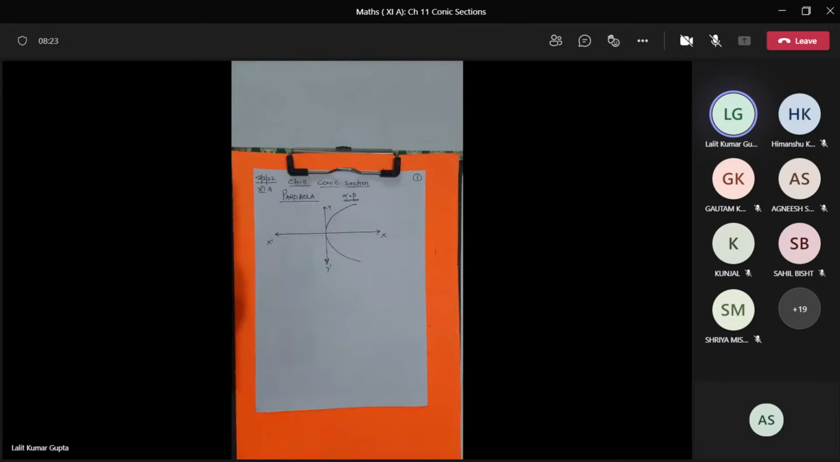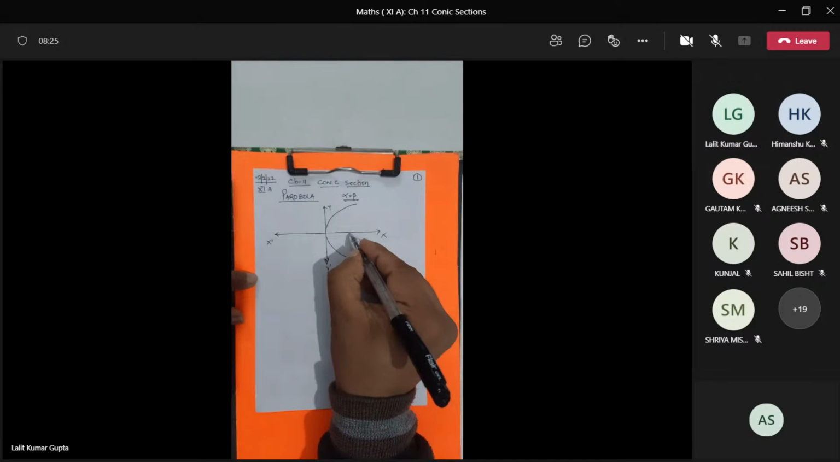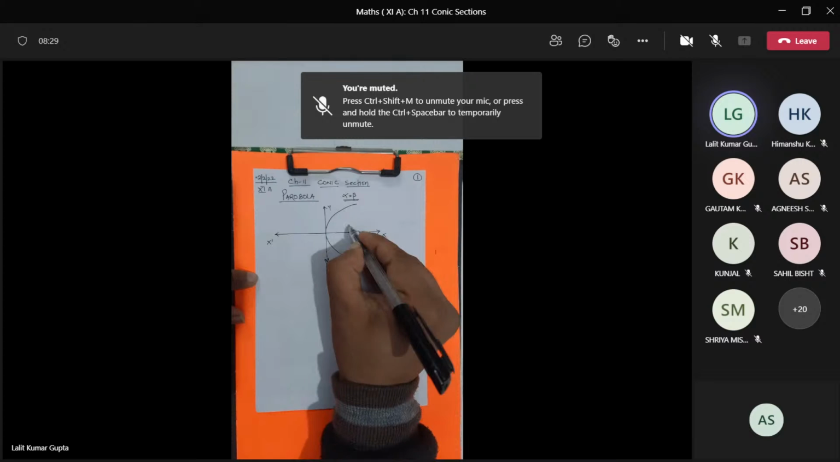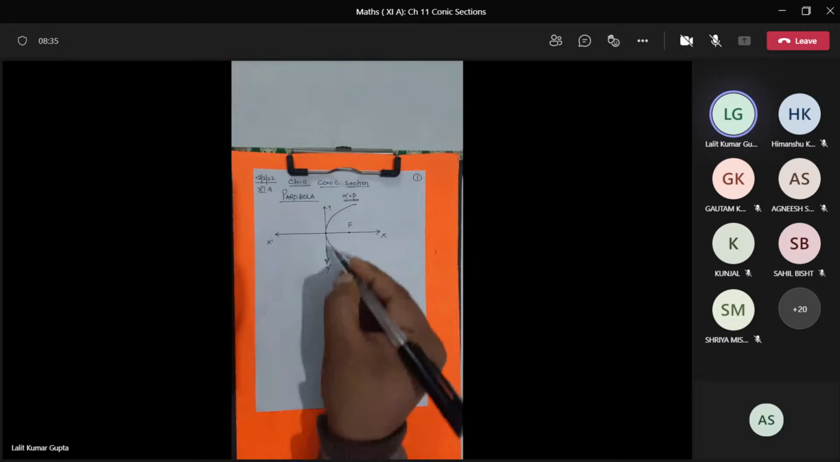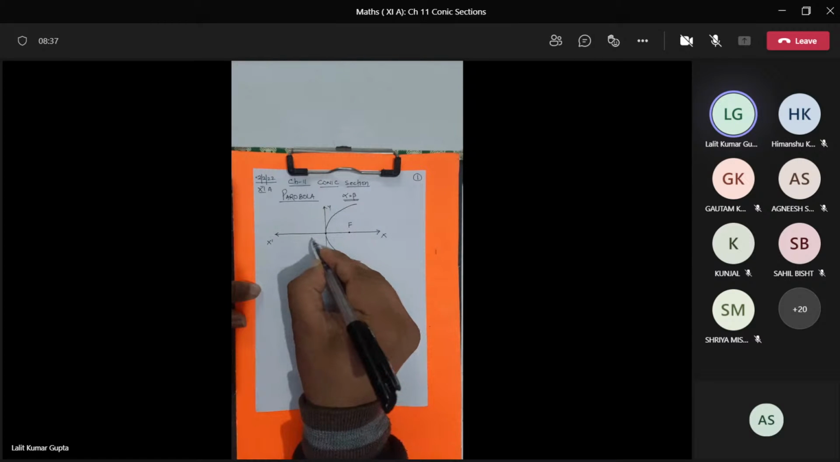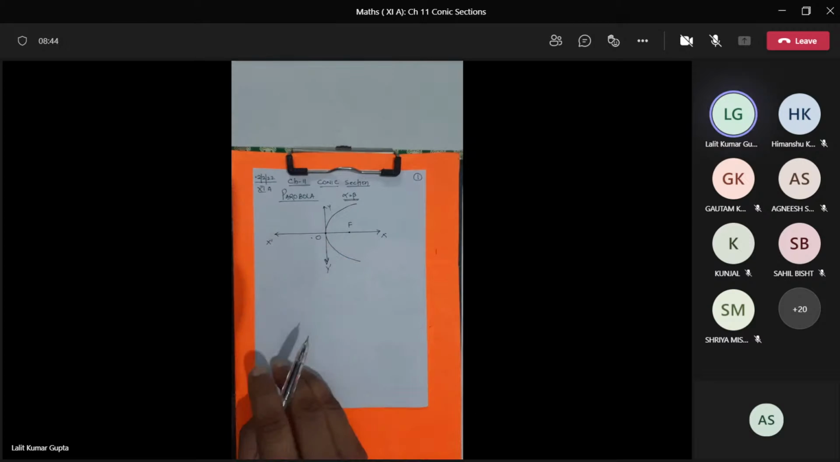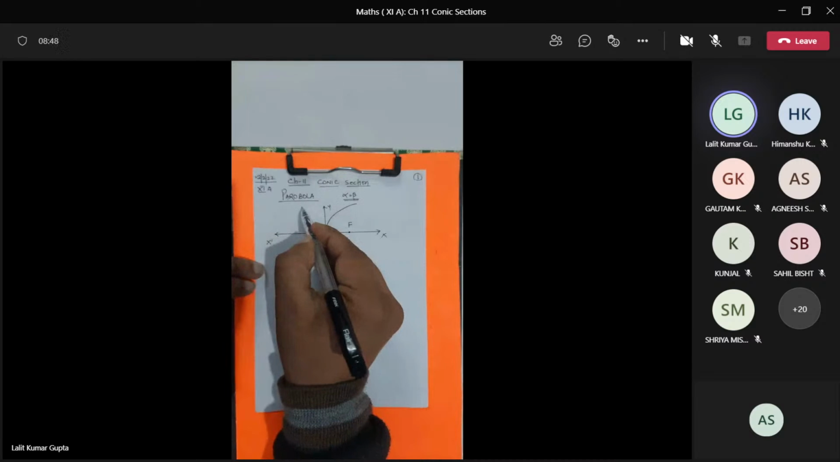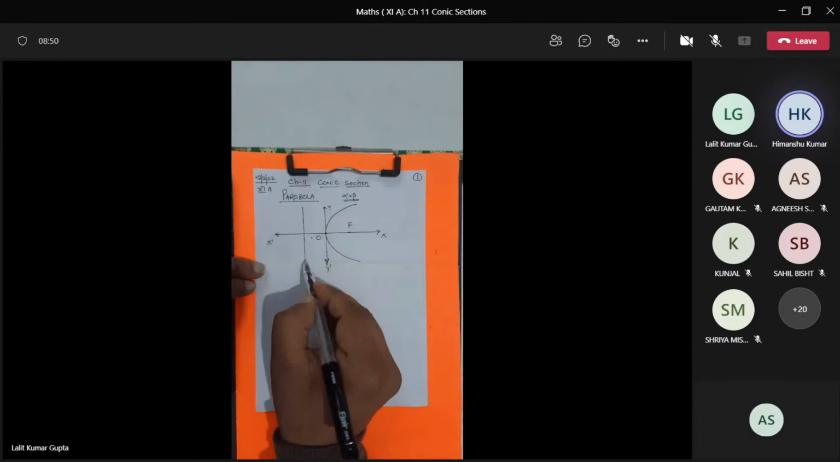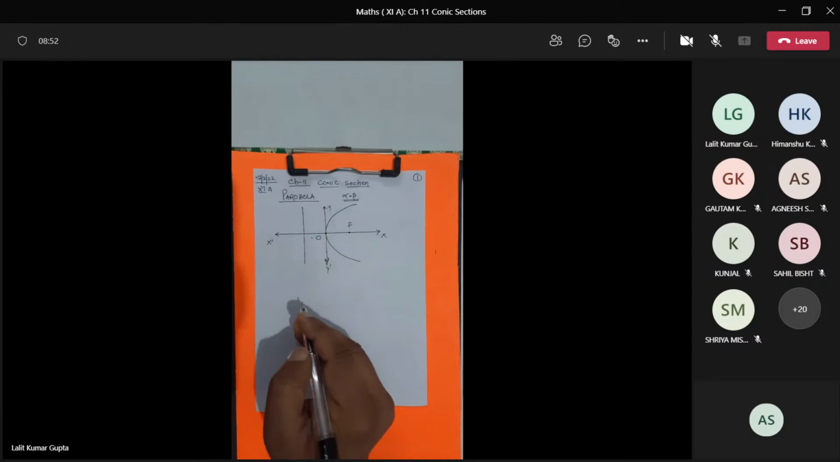There is always a fixed point. This is known as F. The intersection point of the coordinate axis and parabola is known as the origin. Here in this case this is the origin, and a fixed line. Vertex भी बोलते थे ना? Vertex भी है.